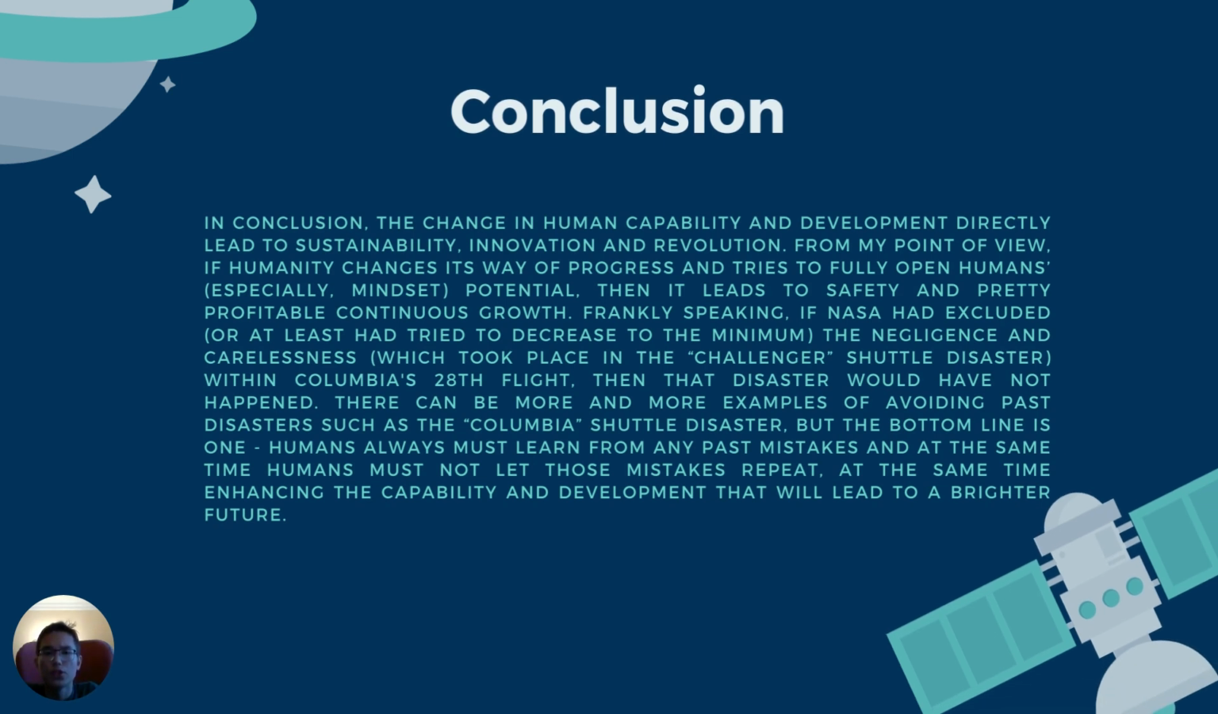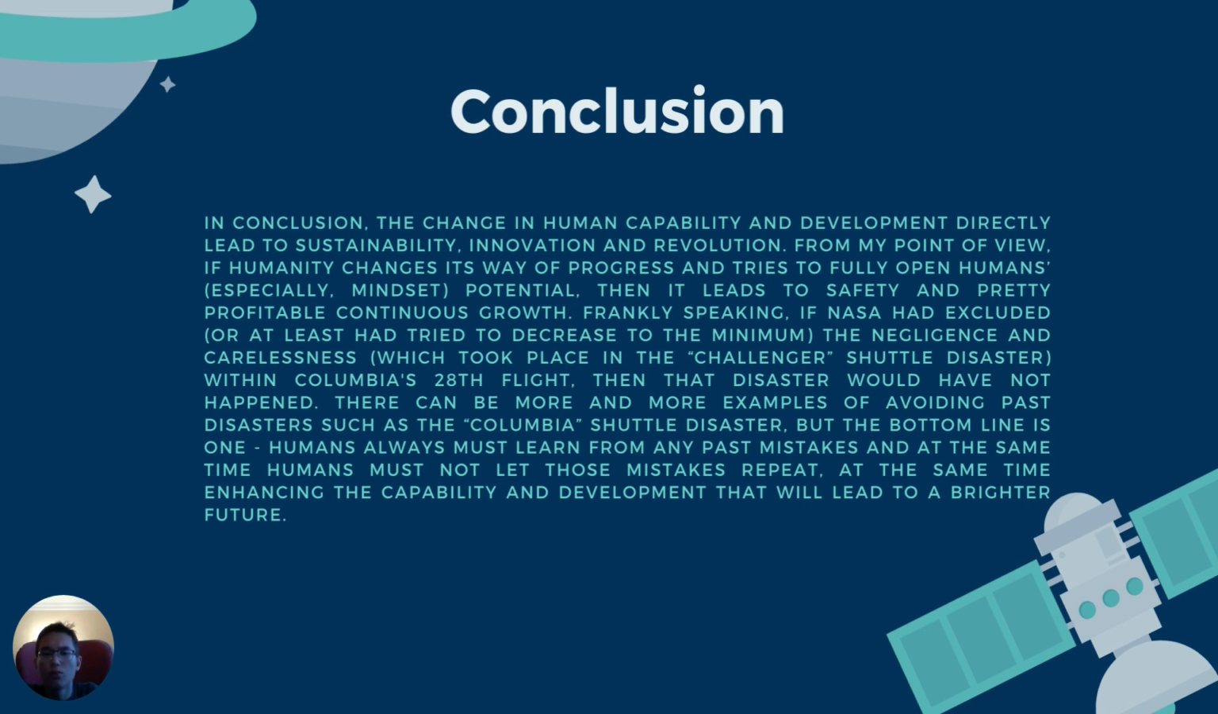So in conclusion, the change in human capability and development directly leads to sustainability, innovation, and revolution. From a point of view, if humanity changes its way of progress and tries to fully open humans' special mindset potential, then it leads to safety and profitable continuous growth. Frankly speaking, if NASA had excluded or at least had tried to decrease to the minimum the negligence and carelessness which took place in the Challenger shuttle disaster within Columbia's 28th flight, then the disaster would not have happened.